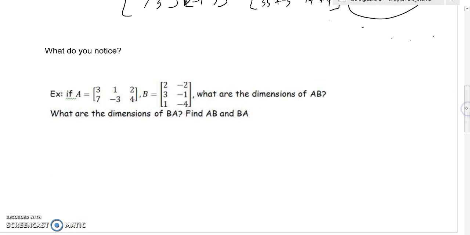So that's very, very important. Matrix multiplication is not commutative. You can't switch them around. So if we're looking for A times B, then we have a 2 by 3 times a 3 by 2. So these two have to match, while these two will tell us how big the result is.